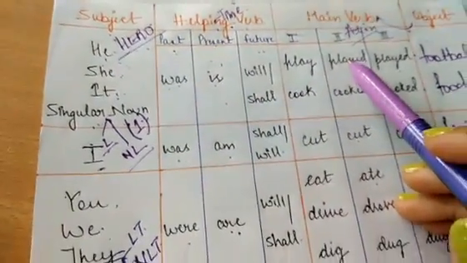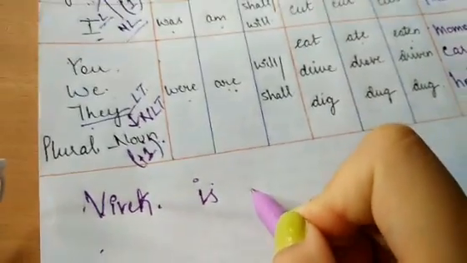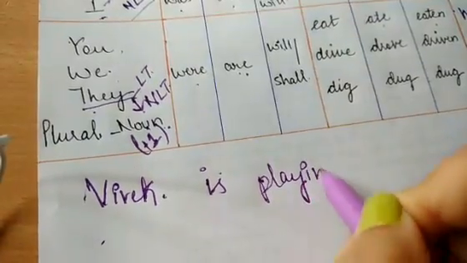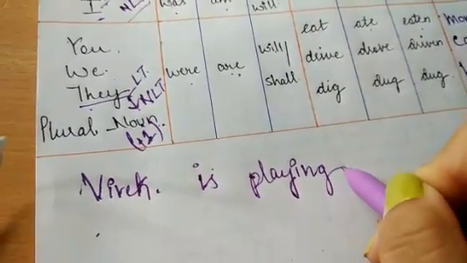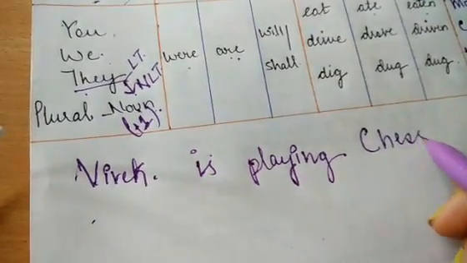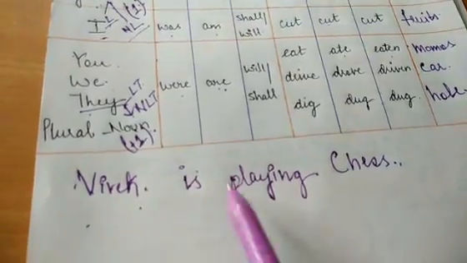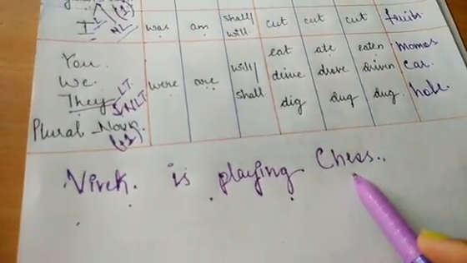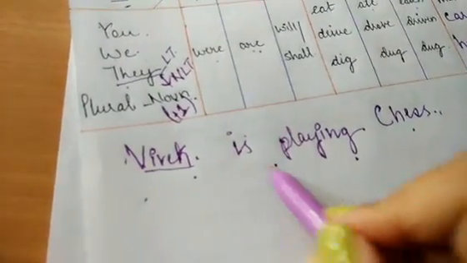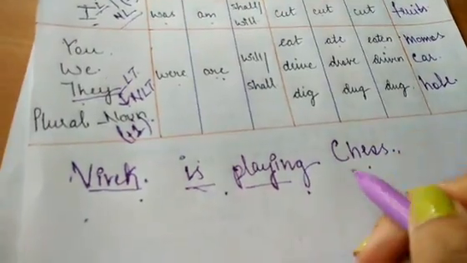Whenever we talk in continuous form, we use ing with it. How and why, we'll study in detail in coming lessons. It will be Vivek is playing. Suppose I want to define what he is playing, so I can say Vivek is playing chess. The sentence is Vivek is playing chess. Now please observe that here Vivek is a subject, is is a helping verb, playing is a main verb, and chess is an object.